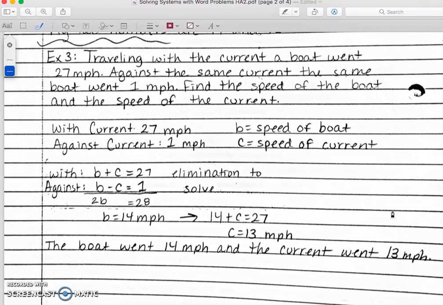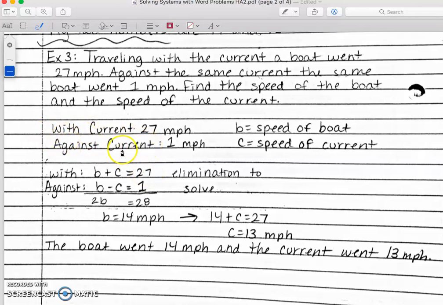Our third example, traveling with the current: a boat went 27 miles per hour. Against the same current, the same boat went 1 mile per hour. Find the speed of the boat and the speed of the current. So there's two pieces of information. With the current, my boat went 27. Against the current, it went 1, which means with the current, my boat speed and my current speed were working together. So B plus C is 27.